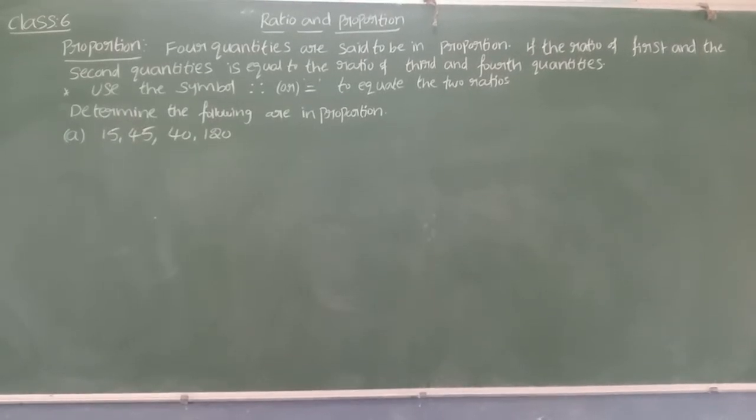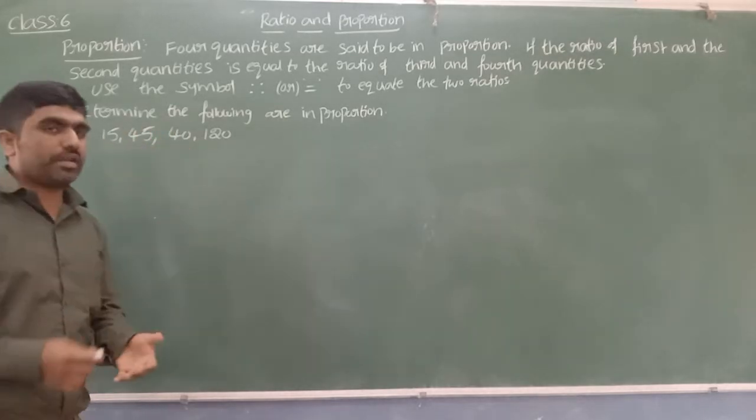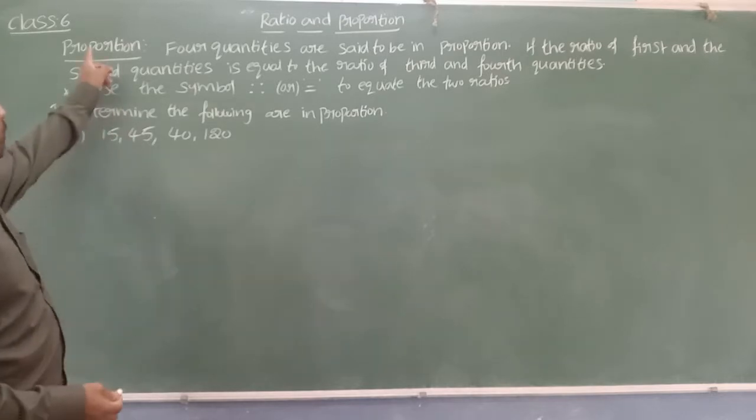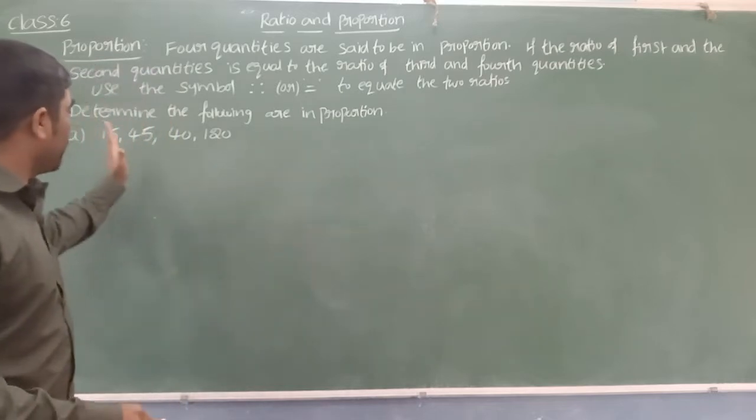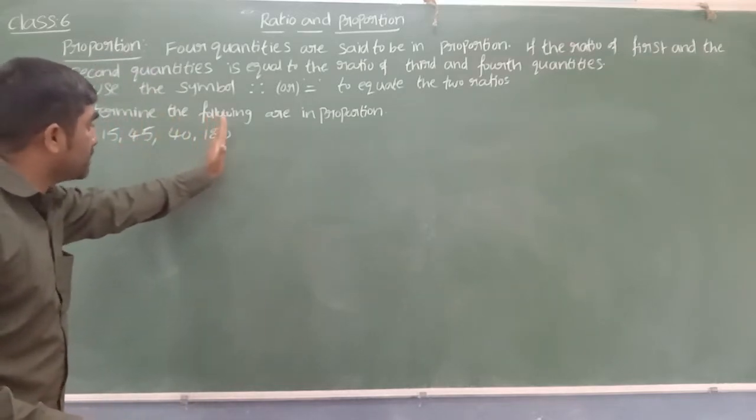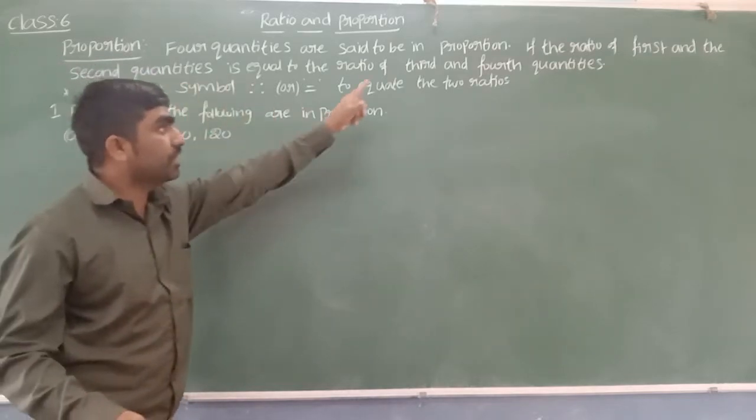They gave an example here: determine whether the following are in proportion. It asks us to verify whether these four numbers are in proportion or not. About proportion, what is it? Four quantities are said to be in proportion. Here we have four quantities. When can we say these four quantities are in proportion? Let us see.